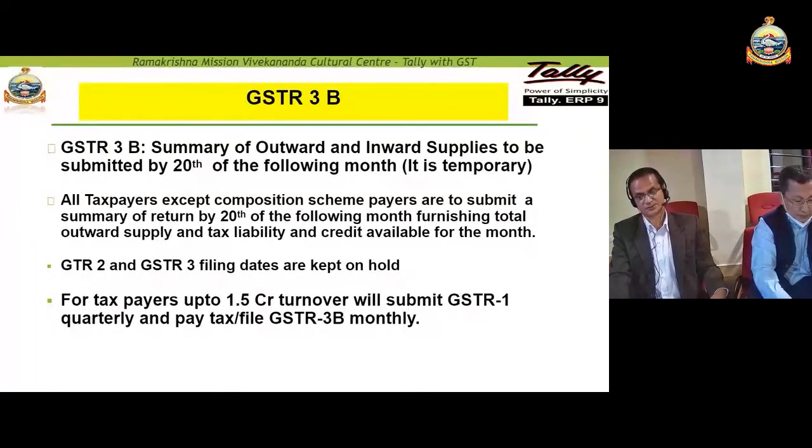All taxpayers accepting the composition scheme will submit the return in GST CMP 08. They are not required to submit this GSTR 3B. GSTR 3B is a monthly return. It's a summary of returns and it has to be submitted by the 20th of the following month. And up to 1.5 crore, those taxpayers may submit their GSTR 1 quarterly. But remember that so far as GSTR 3B is concerned, it has to be submitted monthly.